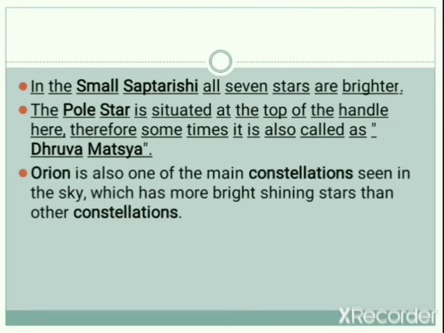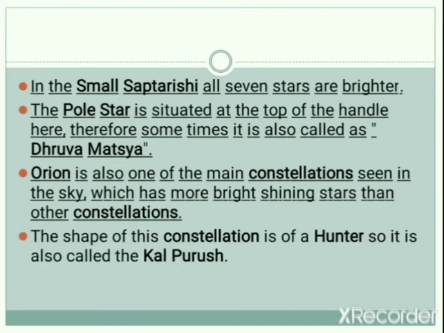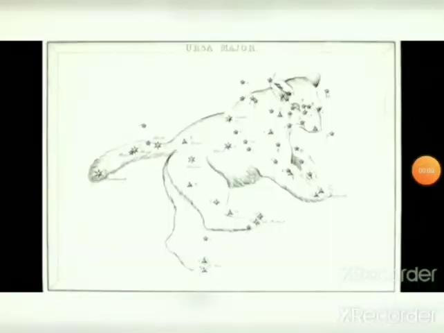Orion is also one of the main constellations seen in the sky, which has more bright shining stars than other constellations. The shape of this constellation, Orion, is of a hunter, so it is also called the Kal Purusha. So this is the image of the constellation known as Ursa Major.